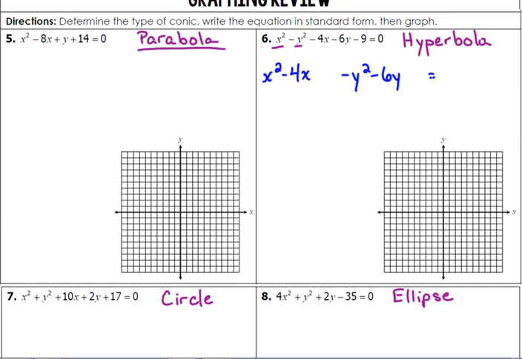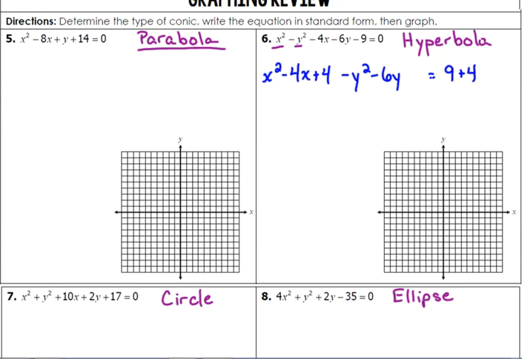Move the constant of 9 to the other side. Complete the square with the x's. 4 divided by 2 is 2. 2 squared is 4, so add it there, and add it to the other side.